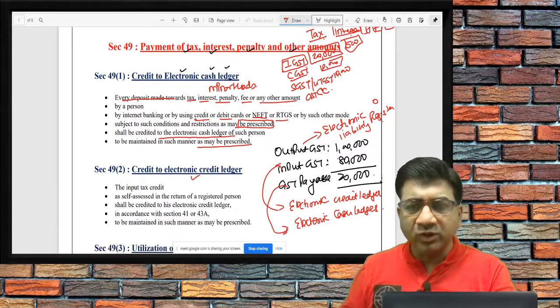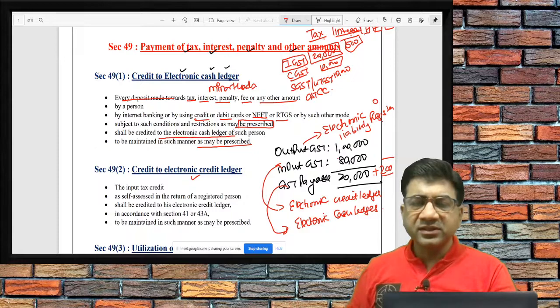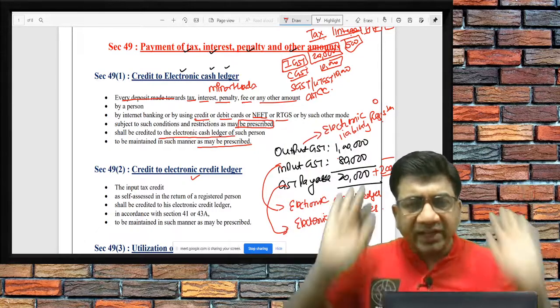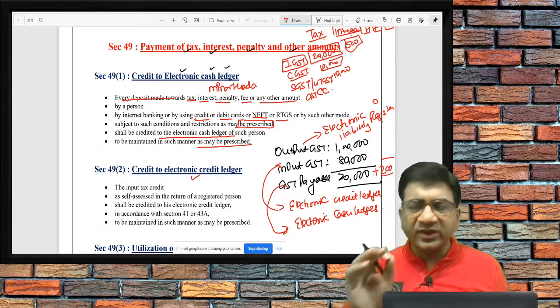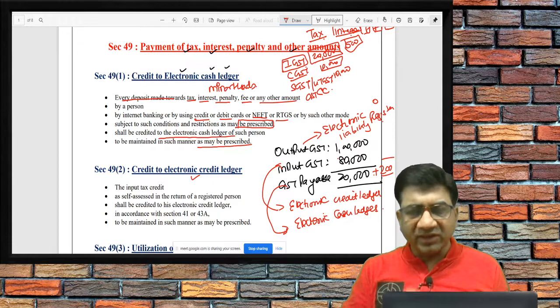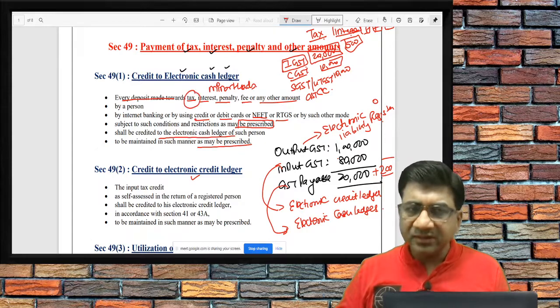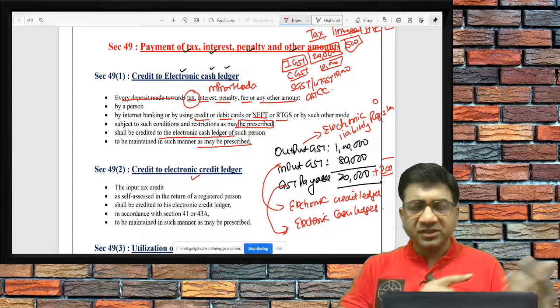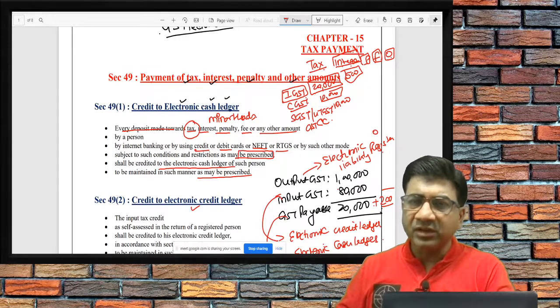For example, 20,000 plus 200 is your output liability. This 20,000 you can set off against the electronic credit ledger. But my dear friends, this 200 rupees has to be paid from the cash ledger. Even if you have a credit ledger balance, you cannot pay off this 200 rupees of interest. So the cash ledger can be used for payment of the taxes which are showing in the electronic liability register. Again, the electronic liability register will show like this: tax, interest, penalty, fees, amount, IGST.